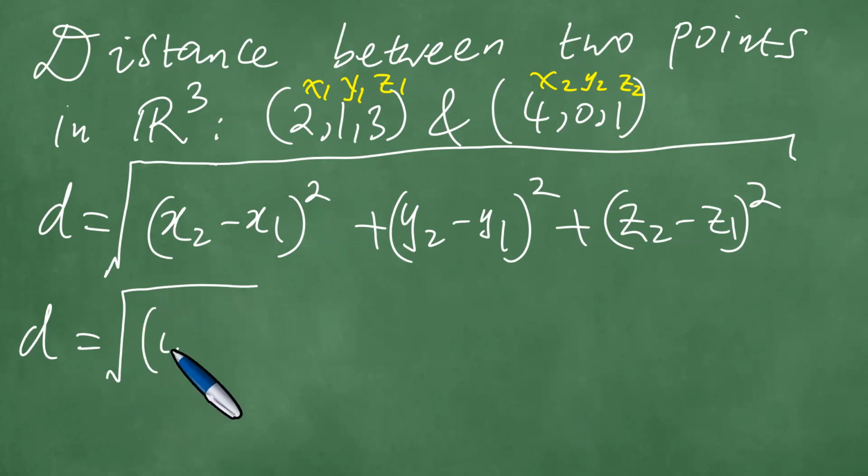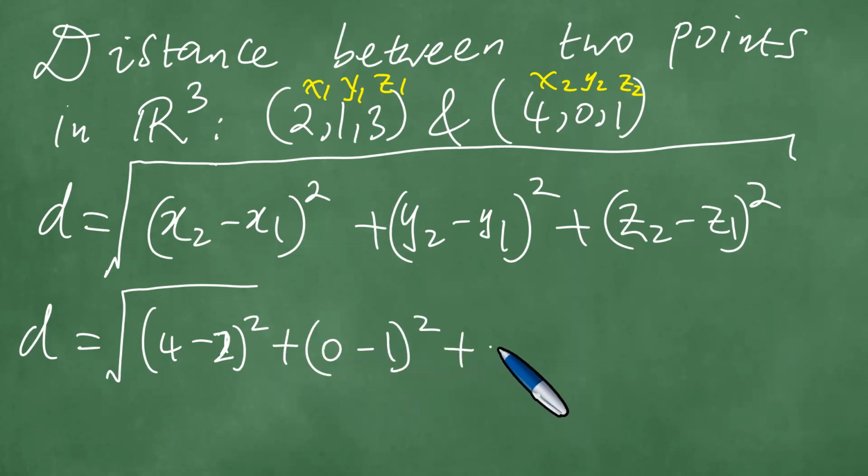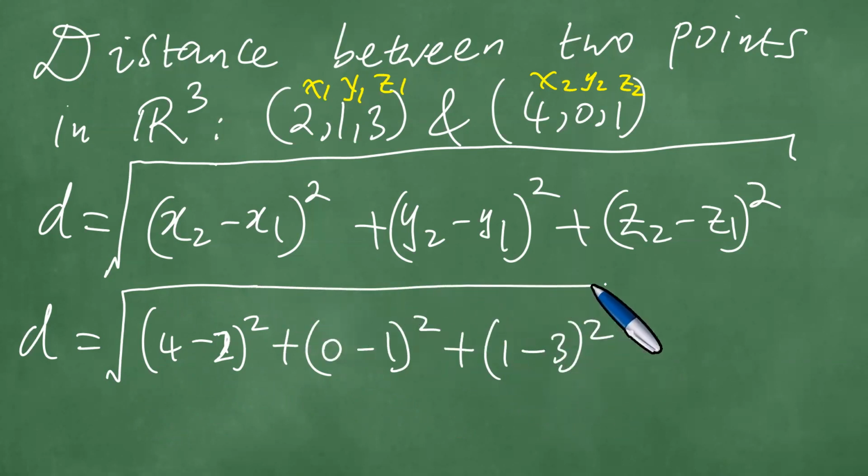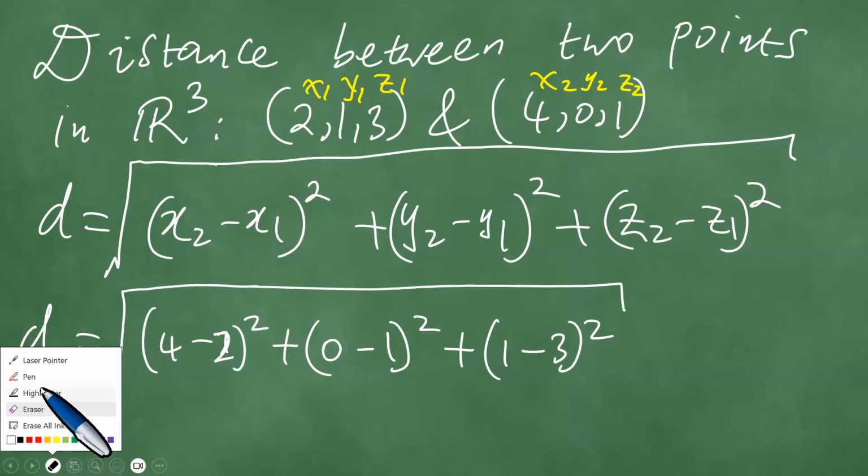And what is x2? It is 4 minus 2. And what is y2? It is 0 minus 1. What is z2? It is 1 minus 3. Right, and then now if you have 4 minus 2, it is actually a 2. So that now we have the following.